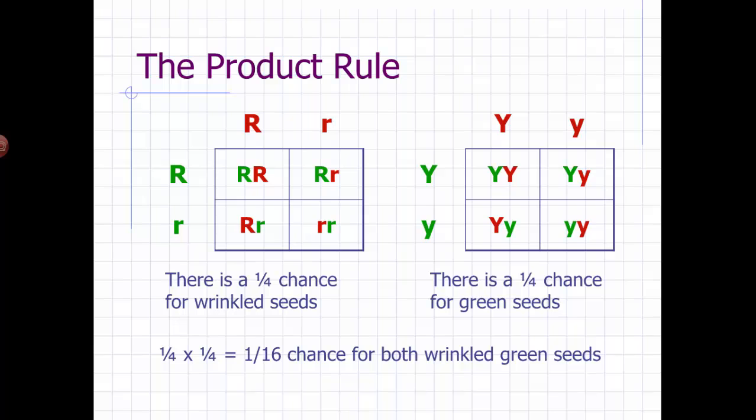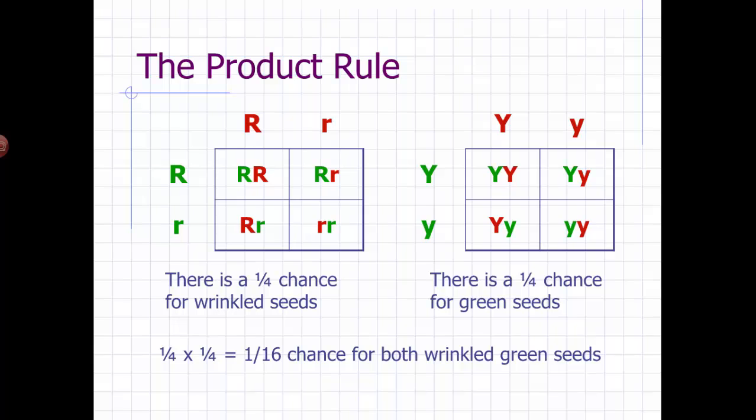So if we want to know, following these 2 traits together, what's the chance of having both a wrinkled and green seeded plant? All you have to do is multiply the 2 frequencies from the 2 traits: 1 out of 4 times 1 out of 4, and you get 1 out of 16, which is exactly what we got when we did the 4 by 4. So this always works. Figure out your chances for each trait and then multiply them together.